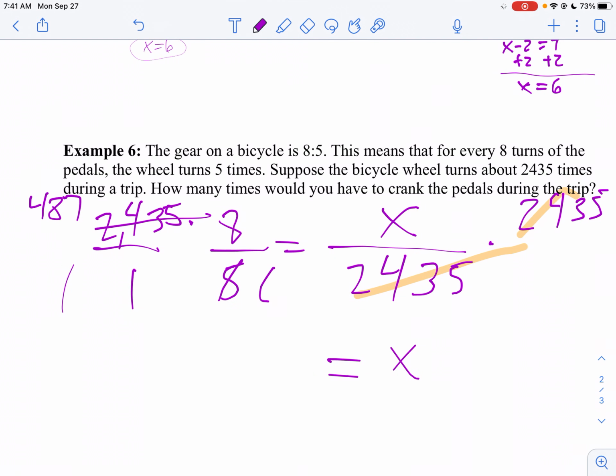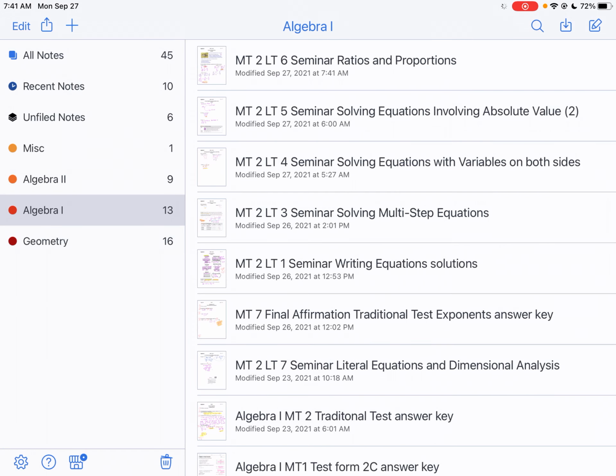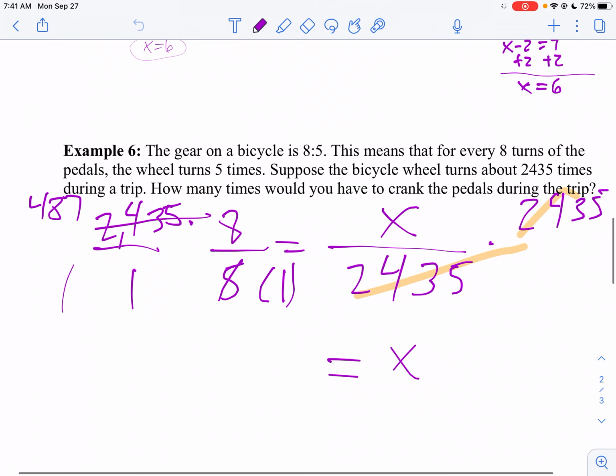And this would be 1 then, wouldn't it? My 5 turned into an 8, that was actually supposed to be crossed off. Let me try that again. There we go. So now I take 487 times 5. 487 times 5 is 2,435.